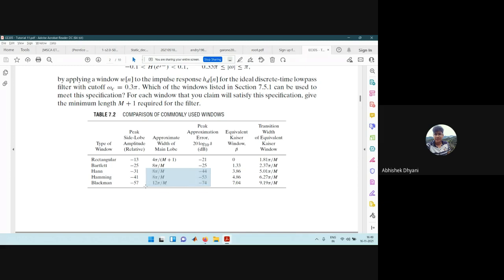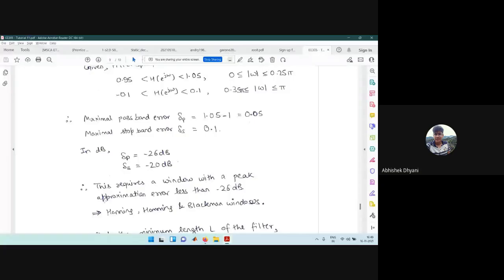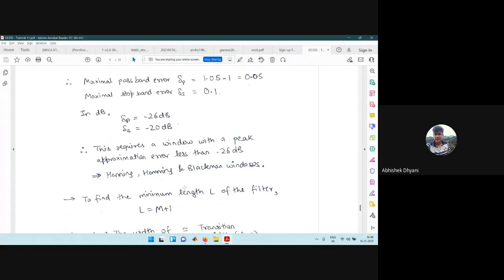So that means that these three filters, the Hann, Hamming, and Blackman filters, or sorry, the windows, are actually suitable for us to design that filter. So we will proceed with these three types of windows. As written down here, the Hanning, the Hamming, and Blackman windows are the ones that are suitable for our case, and we will use these ones.